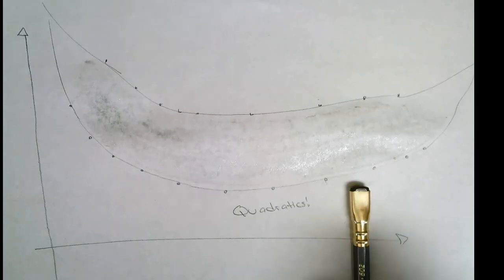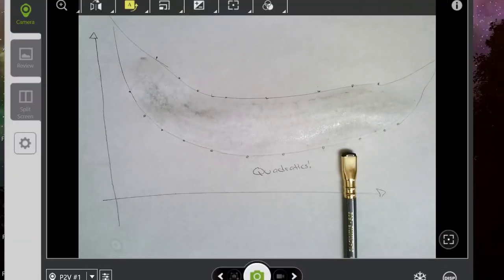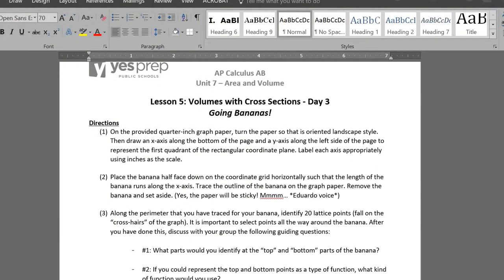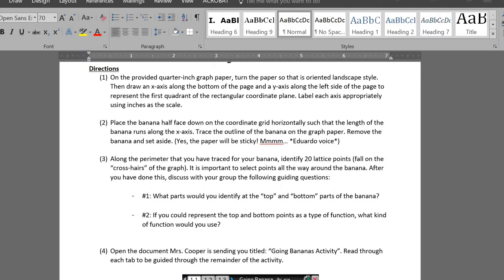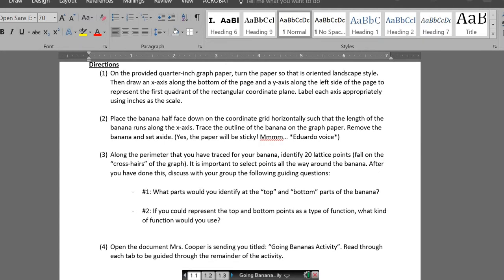So what you're going to do is take out your notes for me. You're going to be on lesson 5. So we have a banana, we have it face down, we've graphed it. I don't know entirely what the Eduardo voice is, but Eduardo, I'm trusting you to do that.